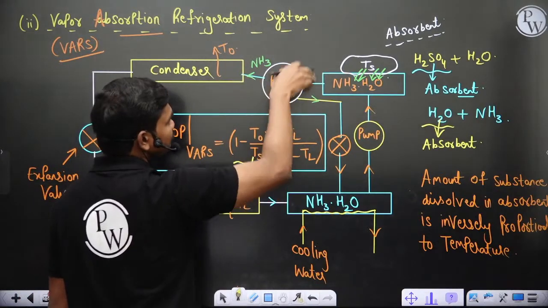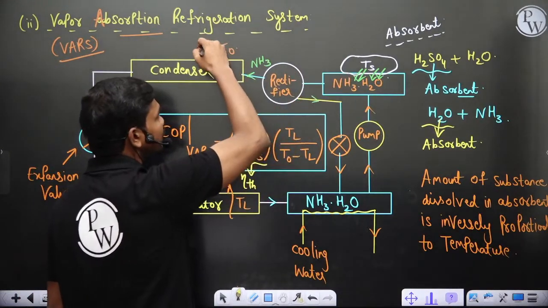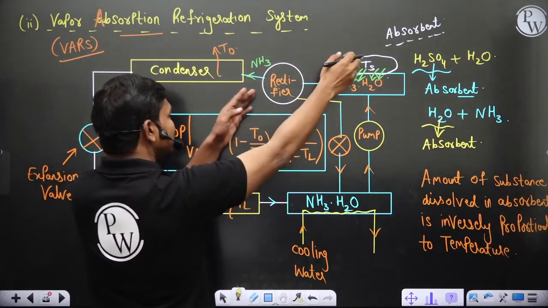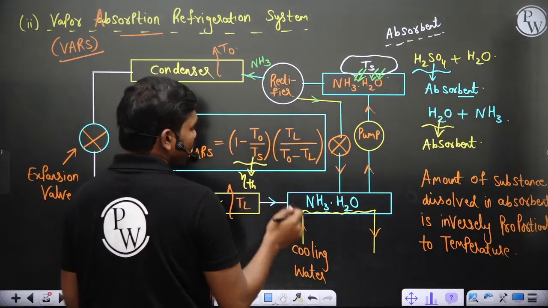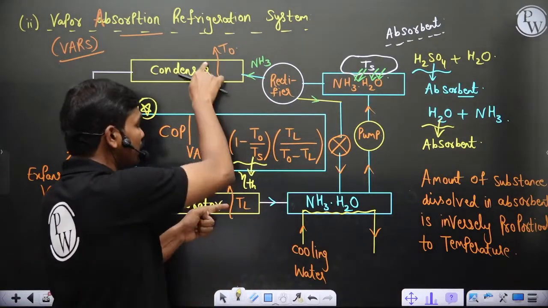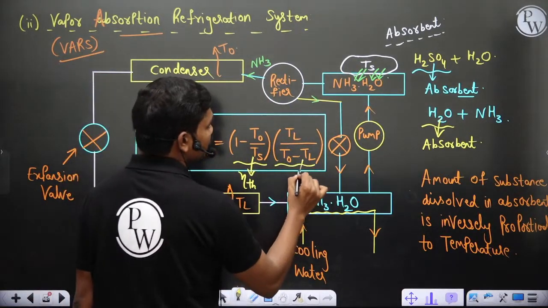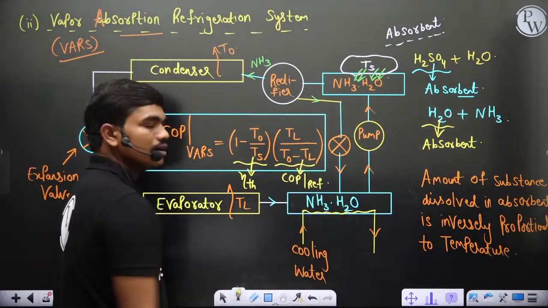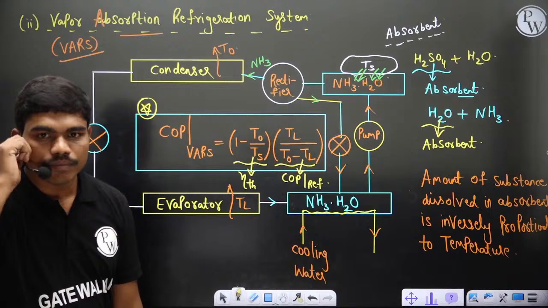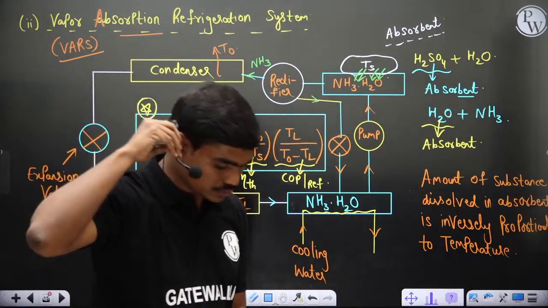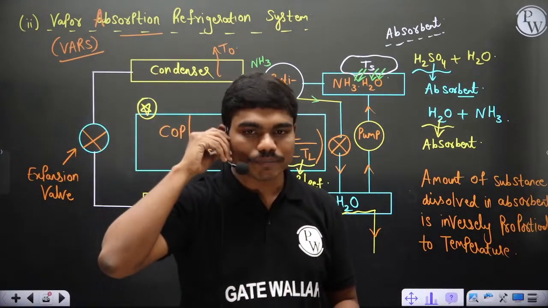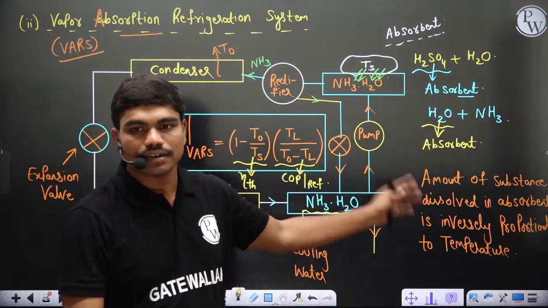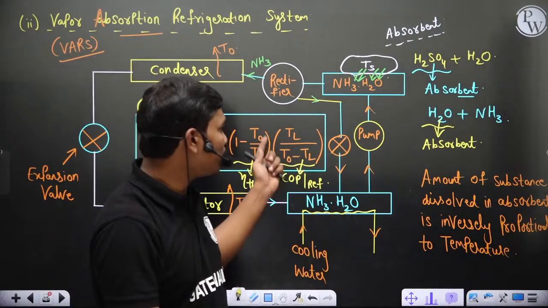Because the heat added to the system at this point is rejected here. So it's like a heat engine working between Ts and T0, and the refrigeration at the end is happening between TL and T0. So this is the COP of the refrigerator. Okay, so this is the product. Clear? Normally you can do this, it's not a very big thing, but it takes some 10 to 12 minutes to do all these things.